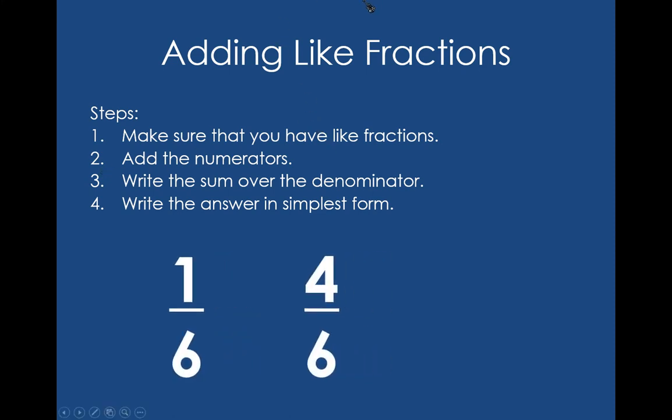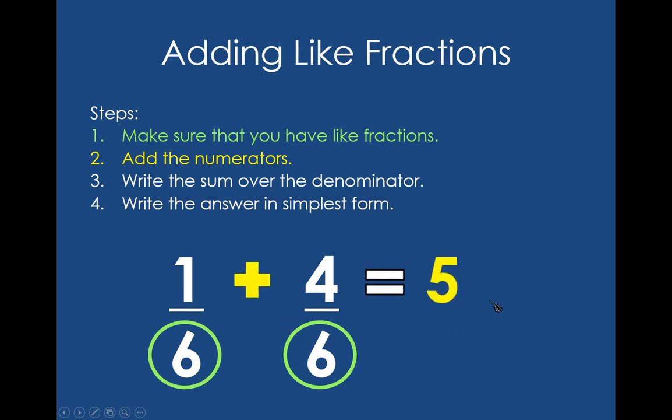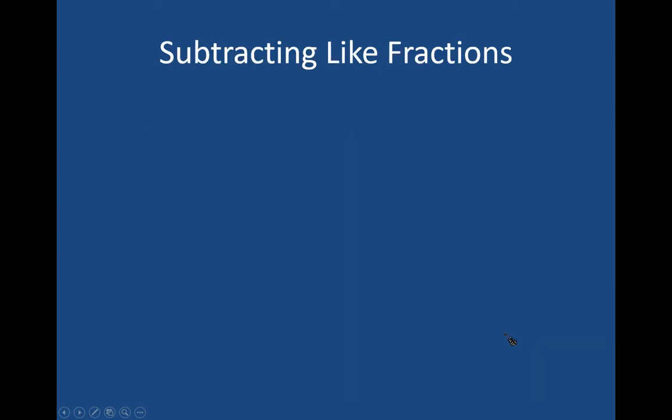Isang example. So, addition to. Make sure that you have like fractions. Parehas ba silang denominator? Yes. At ang denominator nila ay 6. Next step. Ayan. Naka-highlight. Next step. Add the numerators. So, 1 plus 4 is equal to 5. Then, write the sum over the denominator. So, copy mo lang yung denominator. 5/6. Meron ba siya lowest term? The answer is 5/6 na. Kasi, yan yung kanyang simplest form.